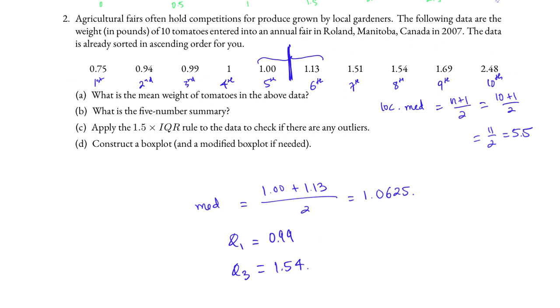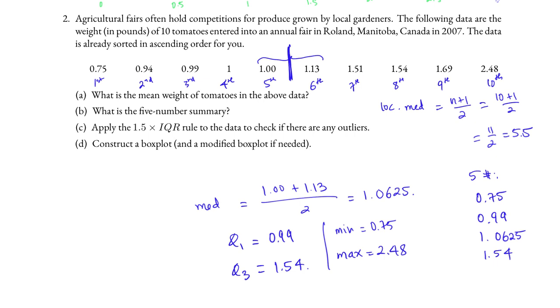Also, in this case, the minimum is 0.75 and the maximum is 2.48. So the 5-number summary is 0.75, 0.99, 1.0625, 1.54, and 2.48. 5-number summaries are always minimum, Q1, median, Q3, and maximum.